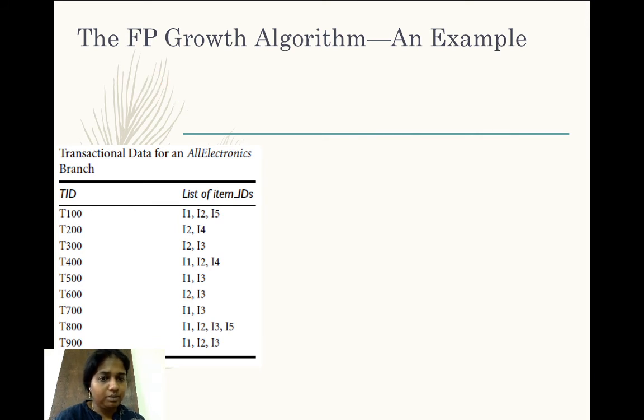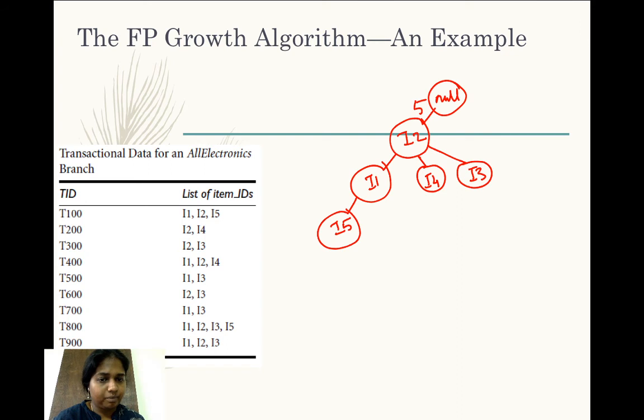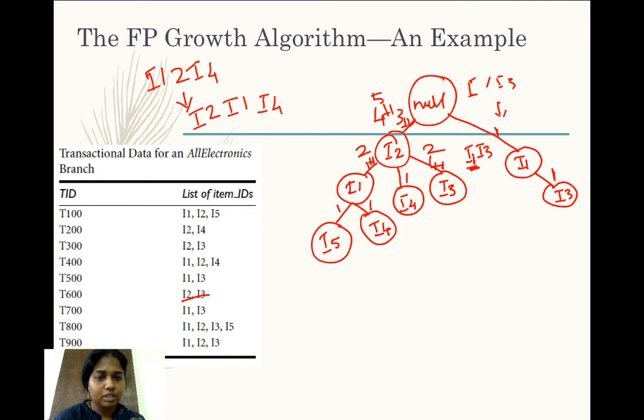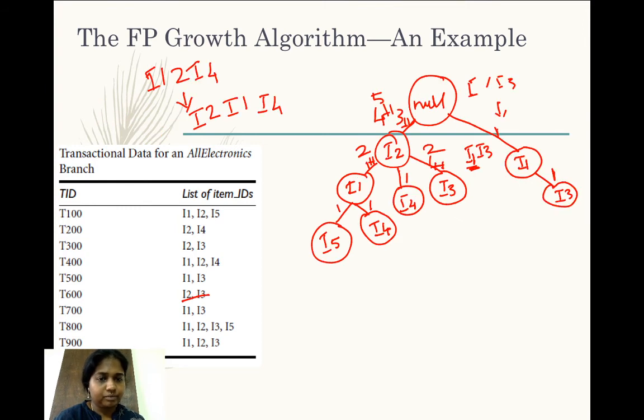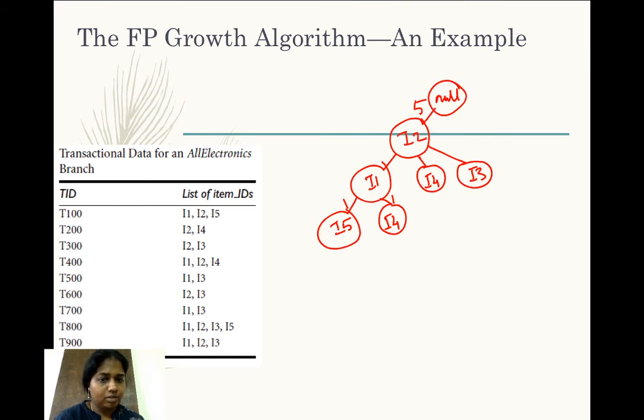Then to I1 I have another I4 here. This one is 1, this one is 1. What are the other values? This I4 is also 1, I3 is 1, this is 2. So this node's link is 1, this node's link is 2, this node's link is 2.